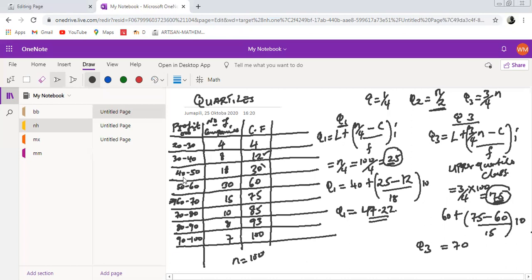You take the lower limit, and that becomes the L in the formula here. Then C is the cumulative frequency above the one you have identified, where the lower quartile is going to be. If you identified that it is going to be here, the value on top of it in the cumulative frequency column is your C. And then I is the class interval, and F is the individual frequency of that particular class. The same case applies to the upper quartile.